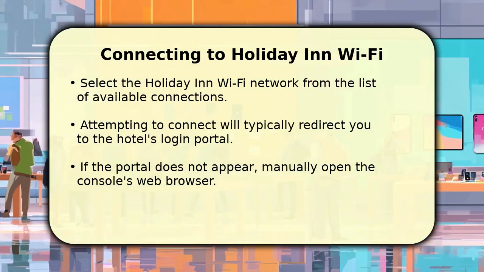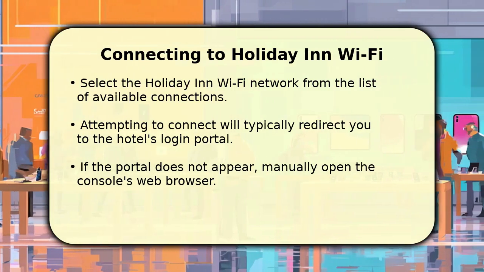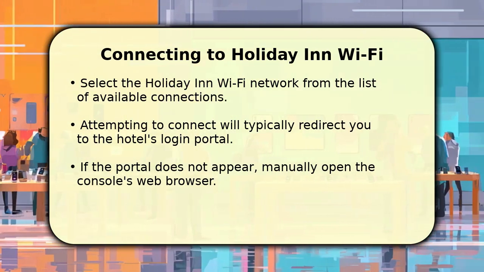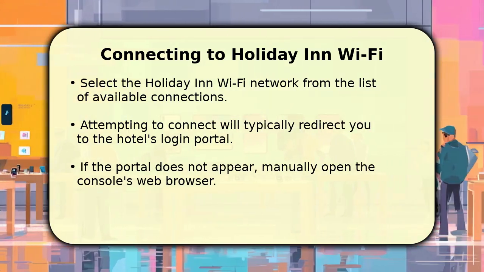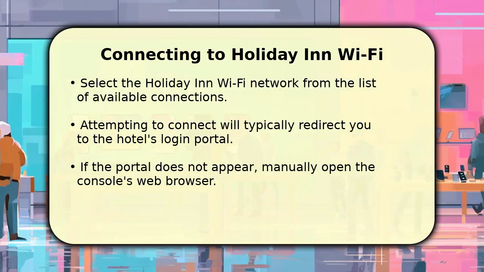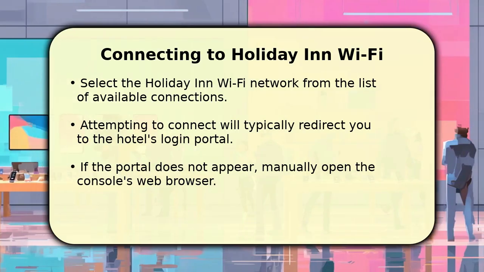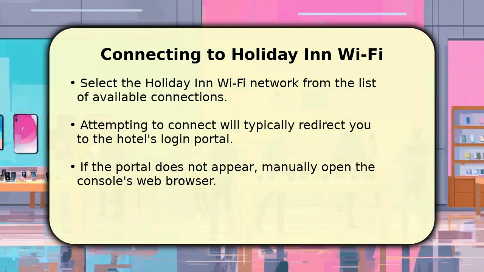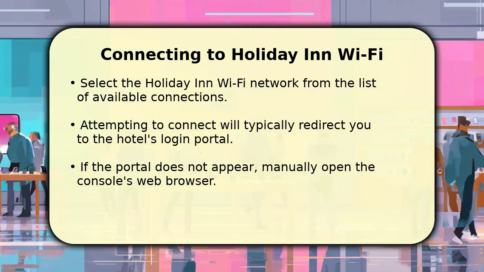Once you see the list of available networks, select the specific Holiday Inn Wi-Fi option. Your PlayStation 5 will attempt to connect, and usually, this action will automatically open a web browser to the hotel's login portal. If for some reason the portal does not pop up automatically, simply navigate to the PlayStation 5's built-in web browser manually. The Holiday Inn's authentication page should then load, prompting for your details.